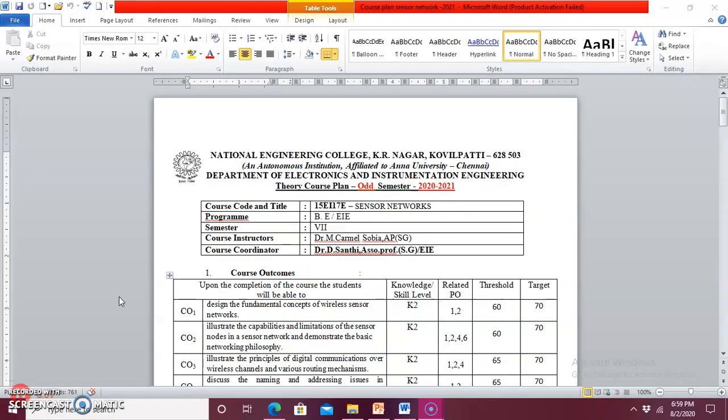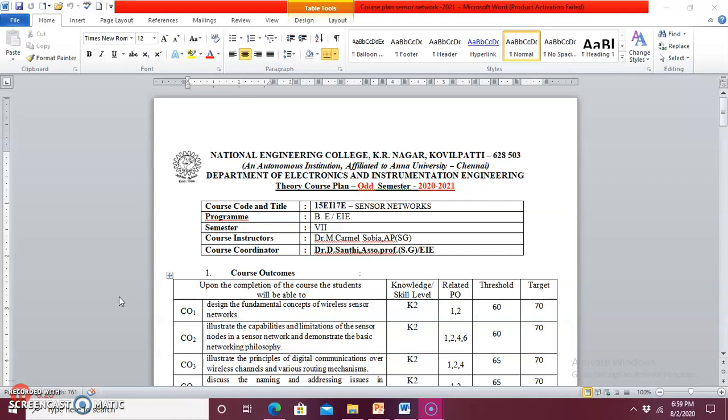Good morning guys. We are just going to see the introduction of sensor networks. What is a sensor network? What are the course outcomes of this paper? That is what we are going to see here. Actually it is a 3 credit paper. In sensor networks we have 5 course outcomes.